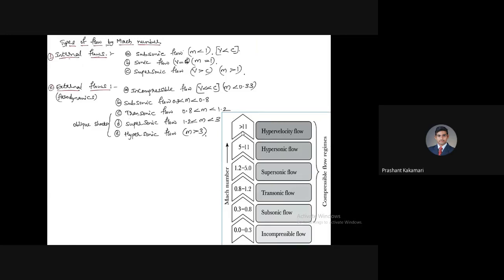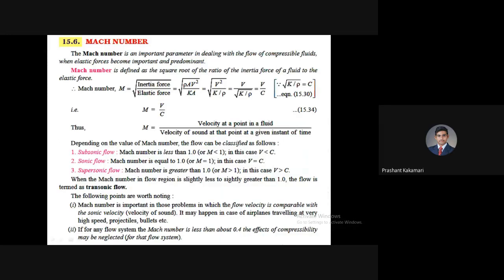And later, if the Mach number is above 11, if the velocity of the body is more than 11 times the speed of sound, then it is a hypervelocity flow. These are just classifications I have given to elaborate, because later you may be studying them in other subjects also. This is not the scope of fluid mechanics. Our fluid mechanics scope is subsonic, sonic, and supersonic flows.